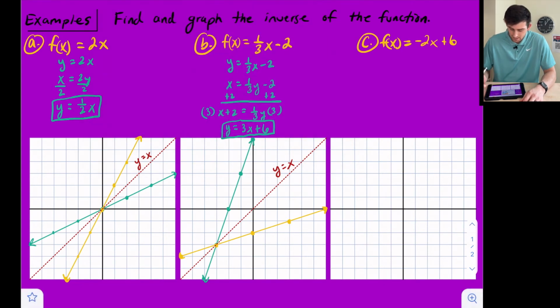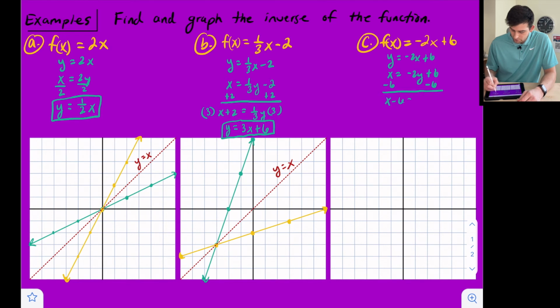All right, last example, f of x equals negative 2x plus 6. So let's write this as y equals negative 2x plus 6. And let's switch x and y. Okay, let's go ahead and subtract 6 so that we can begin solving this equation for y. So now we need to divide both sides by negative 2.